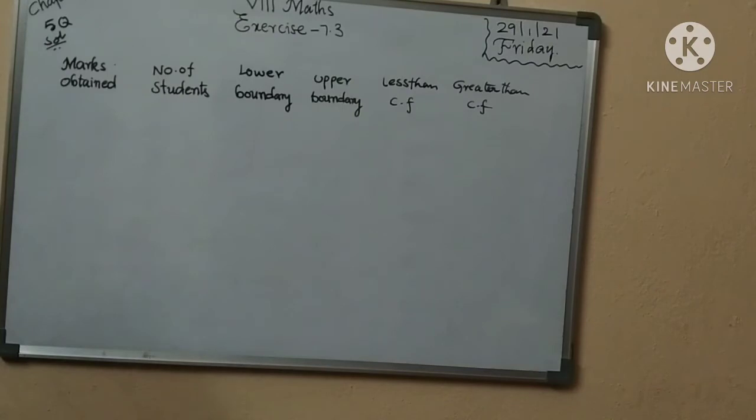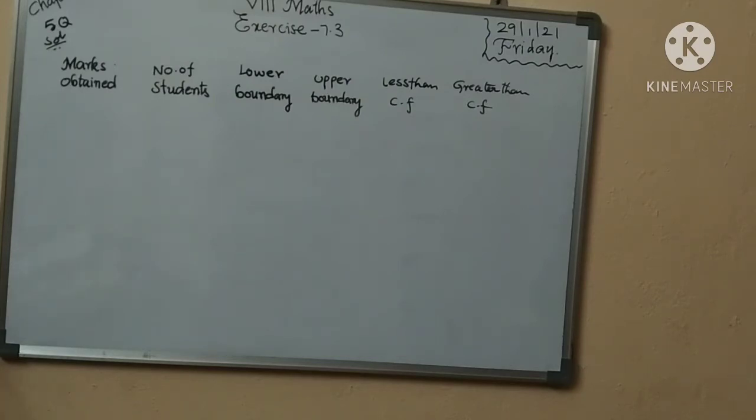Next, the fifth one. It is the last question, children. Look at the textbook once. It is exercise 7.3, page number 178, fifth question. Construct class intervals and frequencies for the following distribution table. Also draw the ogive curves for the same. It means we can draw two types of graphs here.